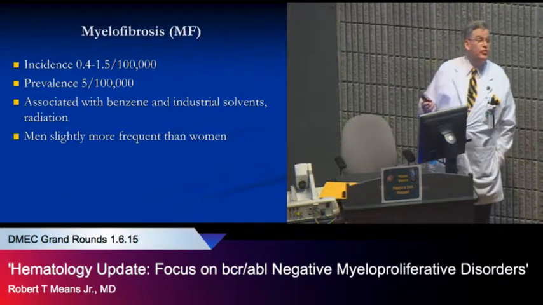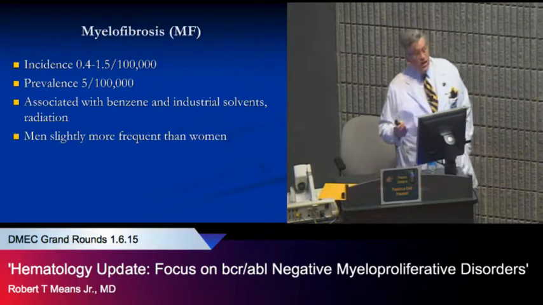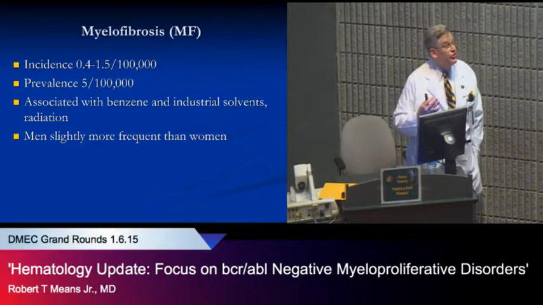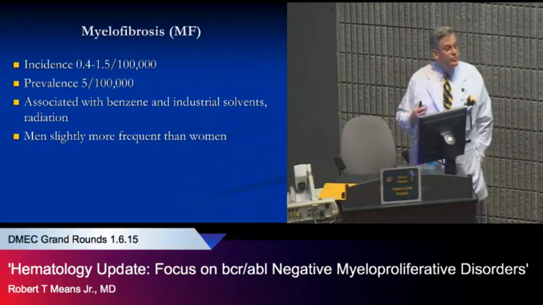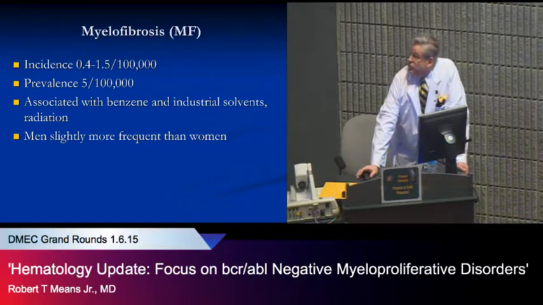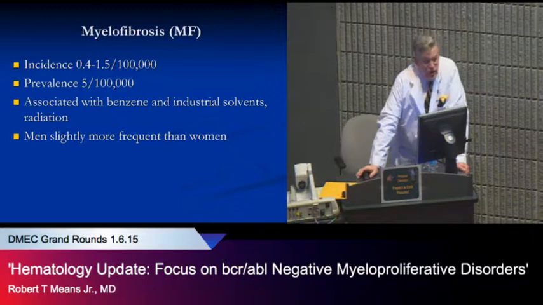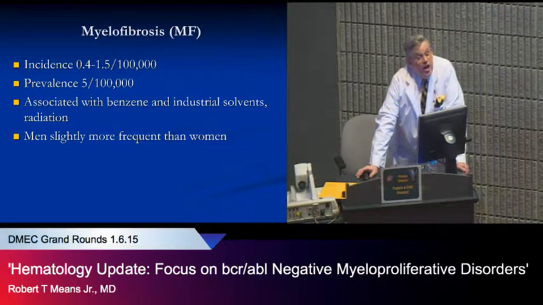So, myelofibrosis. Myelofibrosis is the third and the least common, which is good because it's the worst of the BCR-ABL negative myeloproliferative disorders. Prevalence and incidence are shown here. It's associated with benzene and industrial solvents more so than the others, and with radiation. Men, again, are slightly more commonly affected than women.